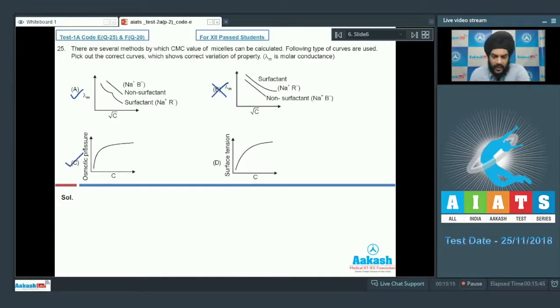If you look at the D option now, the surface tension keeps on increasing. This graph is incorrect. Due to addition of electrolyte in the solution, the surface tension of the liquid will decrease initially until there is a formation of the micelle, after which it will increase. Let us look at the next section now.